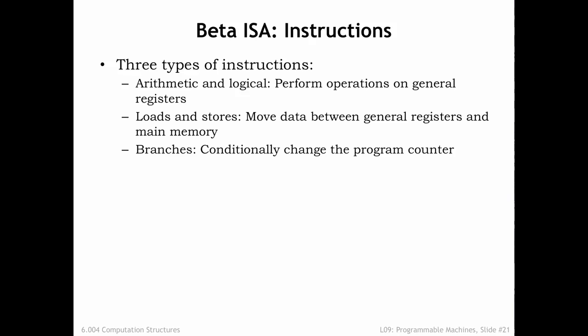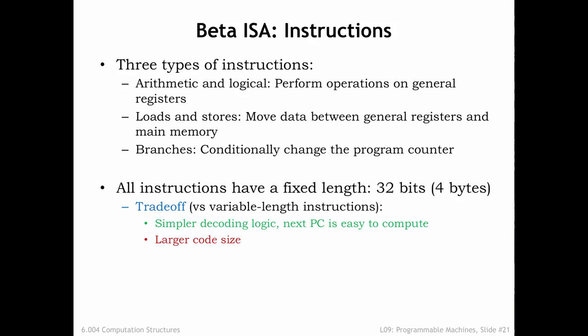The Beta has three types of instructions: compute instructions that perform arithmetic and logic operations on register values, load and store instructions that access values in main memory, and branch instructions that change the value of the program counter. We'll discuss each class of instructions in turn.